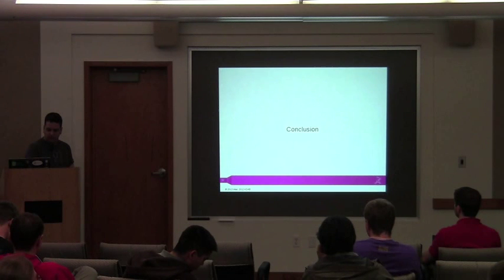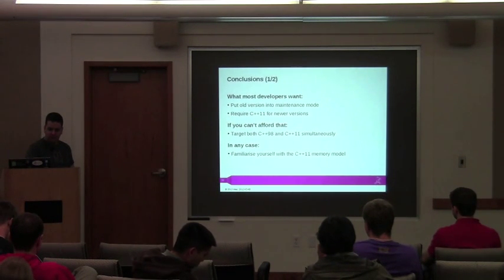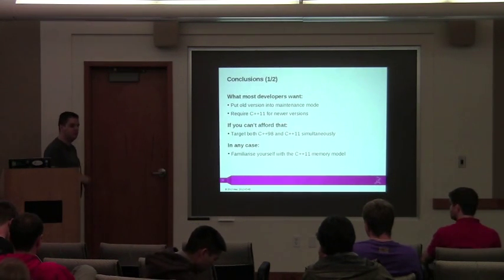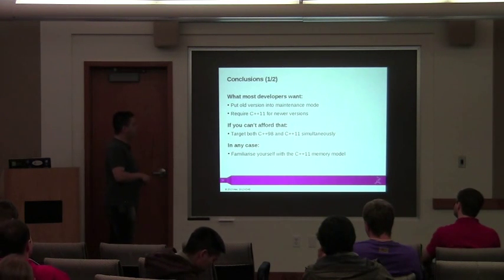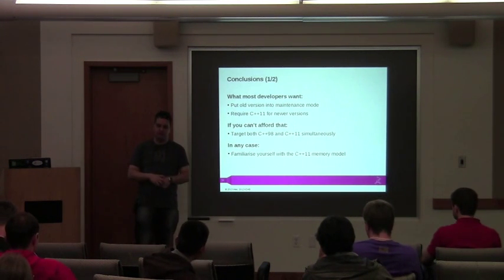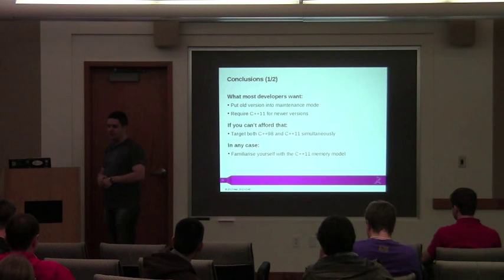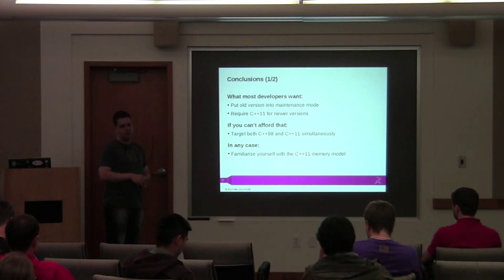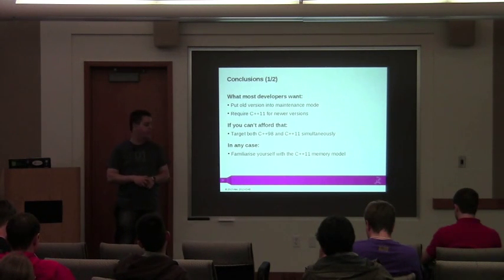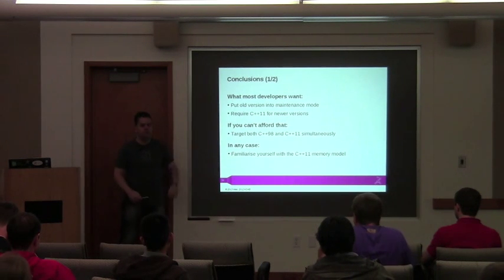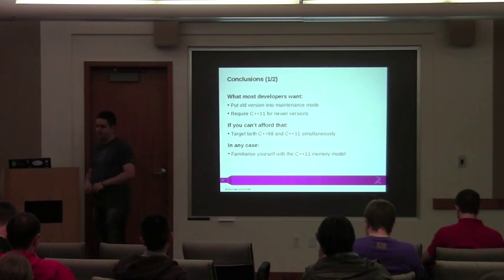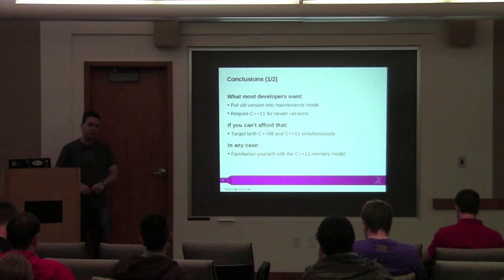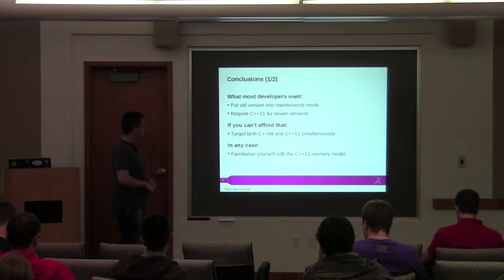Conclusion, I'm just going to repeat a few things as we are out of time. If you're trying to do what we did, which is support C++11, if you can, require C++11 for new versions. Tell your customers we're going to use C++11. If you want C++98, it costs more. If you cannot afford that, then target both simultaneously. And I've given you some hints of how we did it.